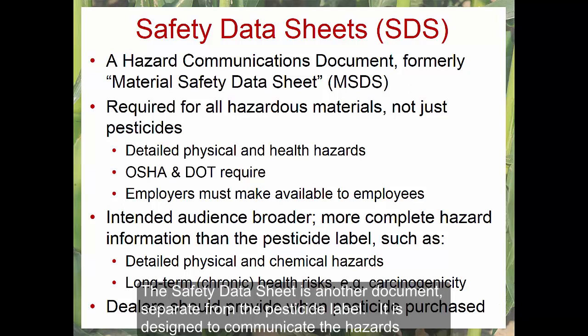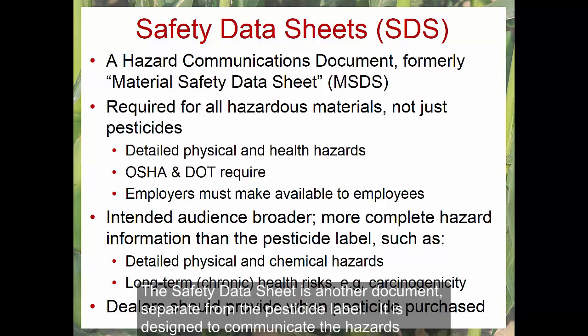Formerly, this document was called a material safety data sheet. In the last 3 or 4 years, they have changed it to safety data sheet. Once again, it's required for any type of hazardous substance, not just pesticides. There are requirements if you fall under OSHA. The Department of Transportation has requirements for transporting hazardous materials, has requirements for safety data sheets, and employers in many cases must make safety data sheets available to any employees that are working with a hazardous substance.